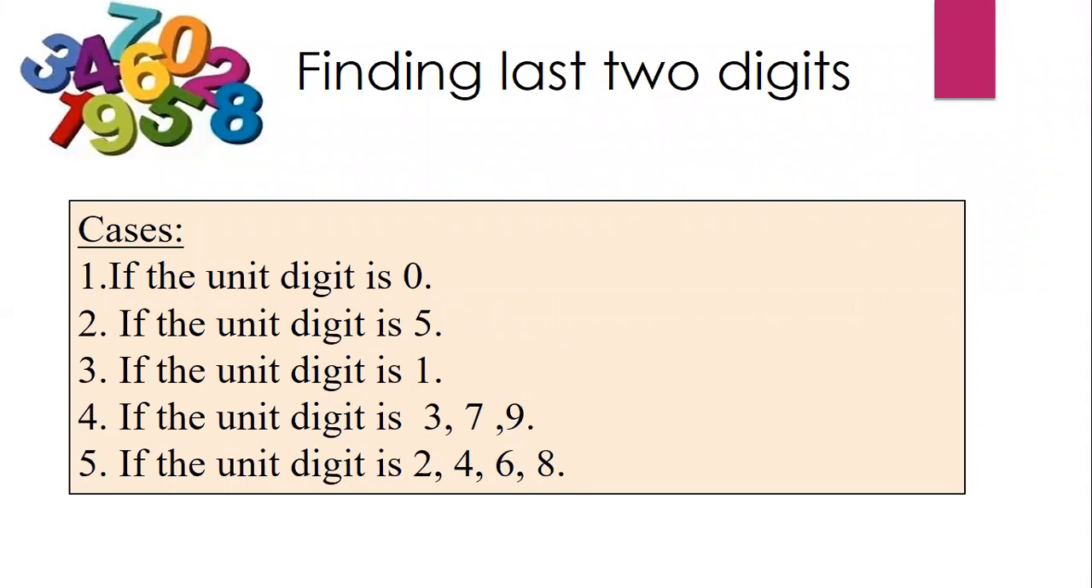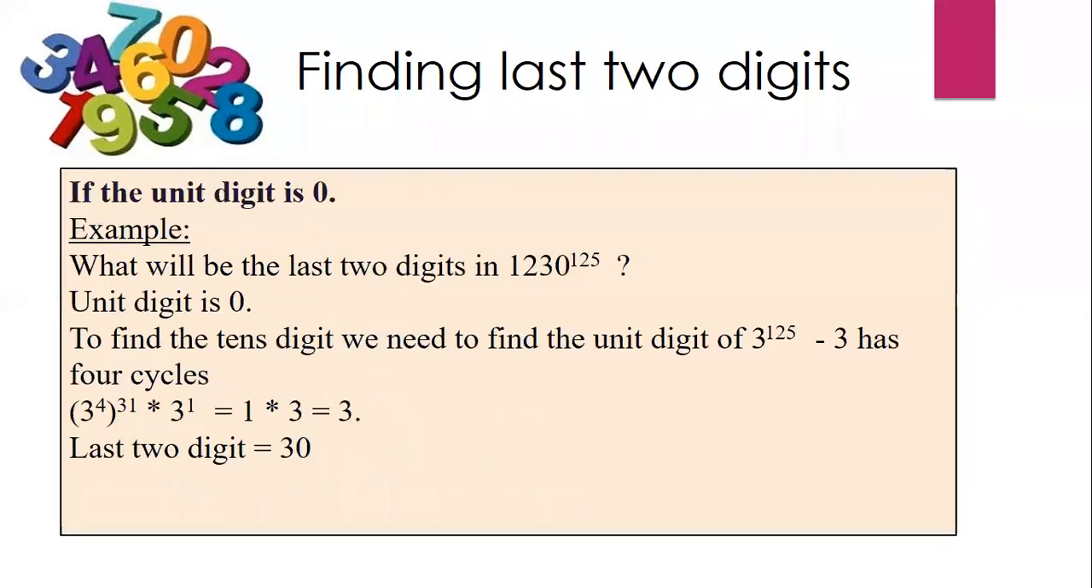If the unit digit is 0, the unit digit is 5, the unit digit is 1, the unit digit is 3, 7 or 9, or if the unit digit is 2, 4, 6 and 8. First we'll see if the unit digit is 0. 0 raised to any power will always have unit digit 0. So we have taken an example. What will be the last two digits in 1230 to the whole power 125? So the unit digit will definitely be 0.